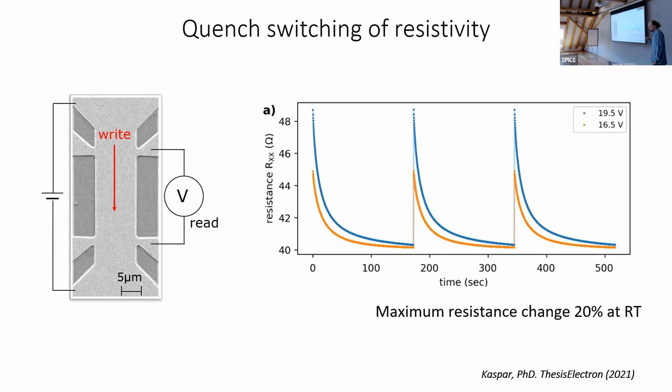The experiment is relatively simple. We simply have a Hall bar through which we send a writing pulse, and then we measure the resistivity of the device. So here are some examples. When we apply the pulse, the resistivity increases, in this case by 20%, basically from 40 ohms to 48 ohms. And then in 3 minutes or so, the resistivity relaxes back towards its initial value. And we can repeat this as many times as we like. And this looks promising as a memory device.